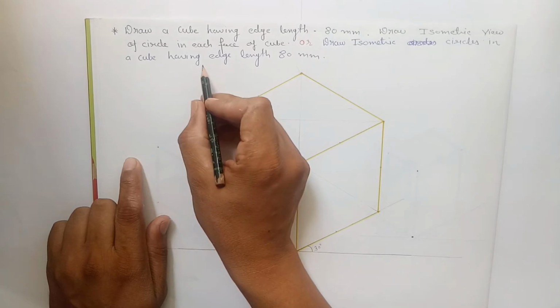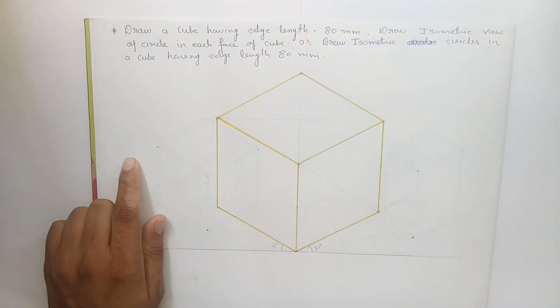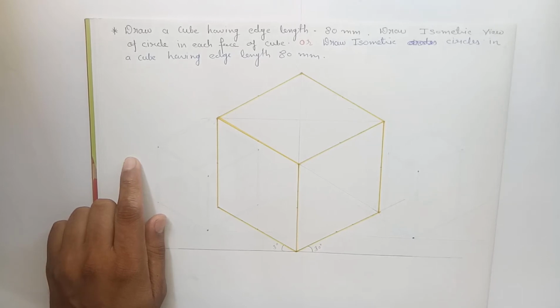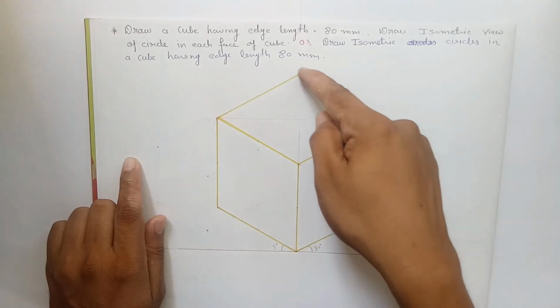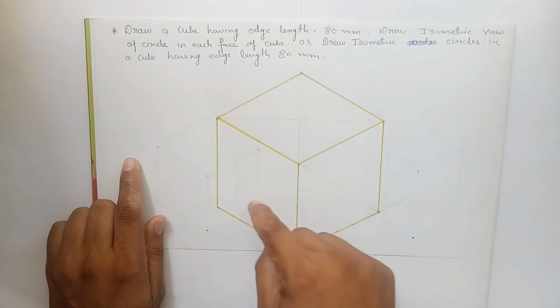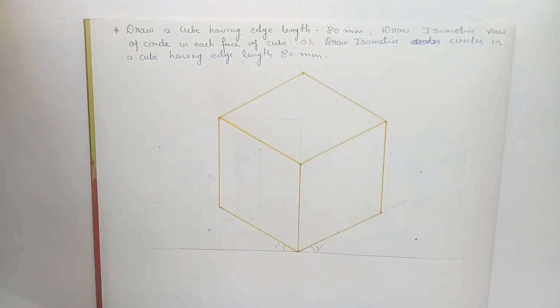and after drawing the cube we have to draw isometric circles in a cube. So now we have to draw the isometric circles in a cube. As we all know, in isometric view, a square is not a square but a rhombus, the same as circles in isometric views are not circles but ellipses. So how to draw the circles in a cube, or by using the rhombus. So here the square is a rhombus, and in all these faces we have to draw the circles.